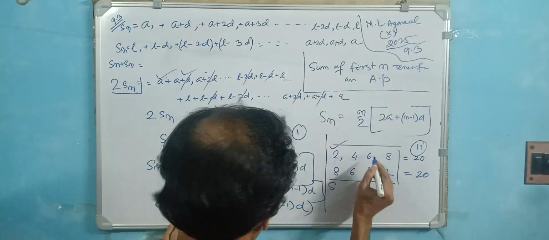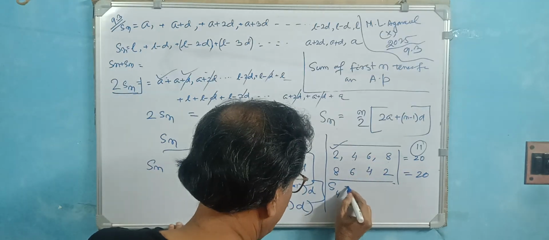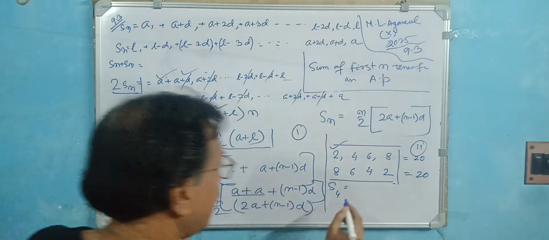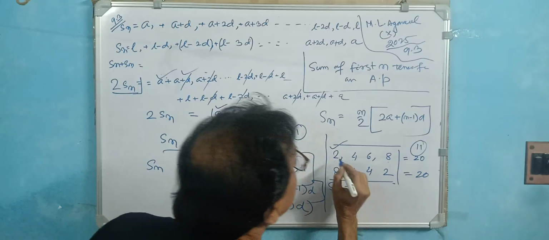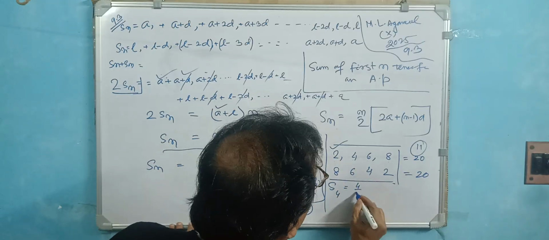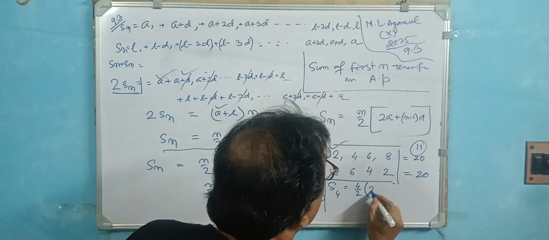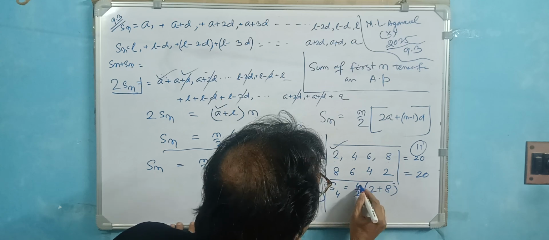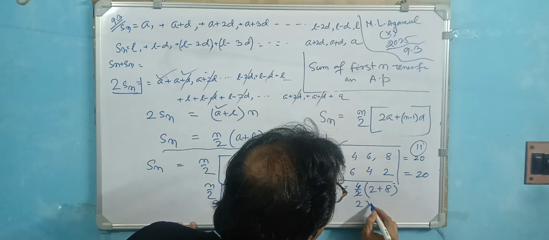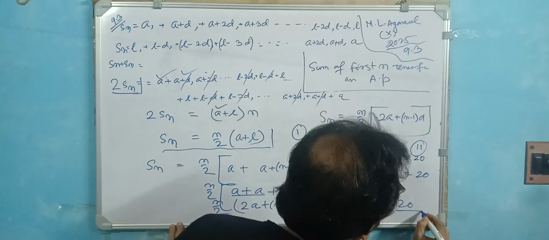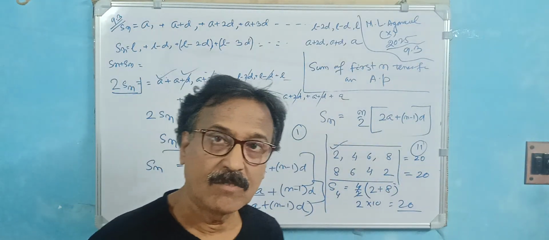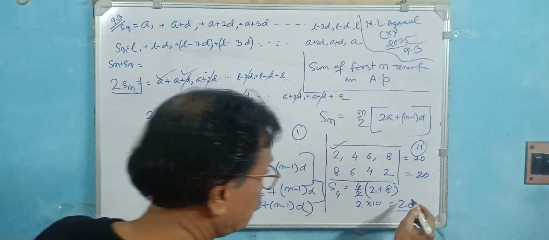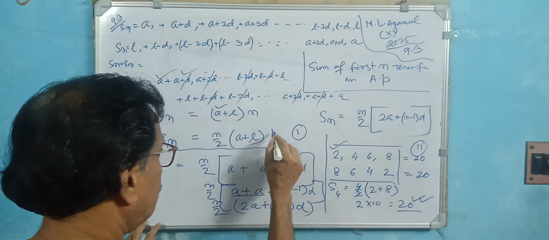Sn means sum of the first n terms, here n is fourth. Sum of the fourth term. Sn is equal to n by 2. n is 4 by 2 (a is 2 plus l is the last term 8). So this is 2 and 8, 10, 4 by 2 into 10 is 20. It's coming. Suppose an example 2, 4, 6, 8. Here this is 20 in this formula.